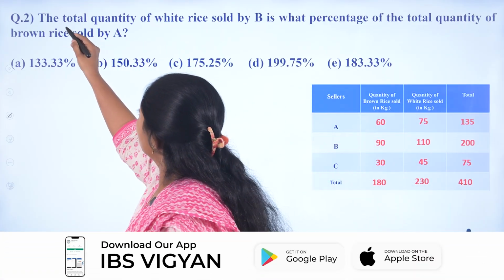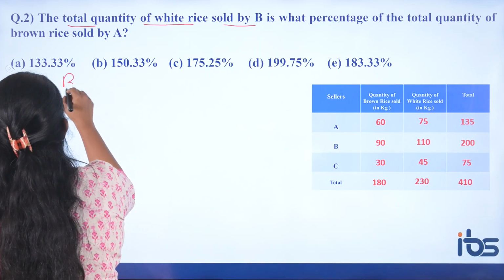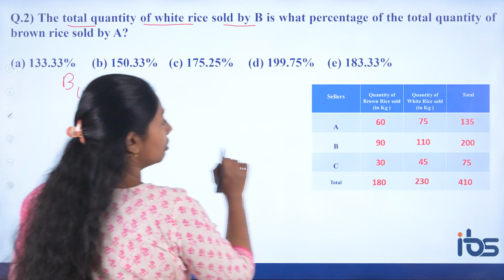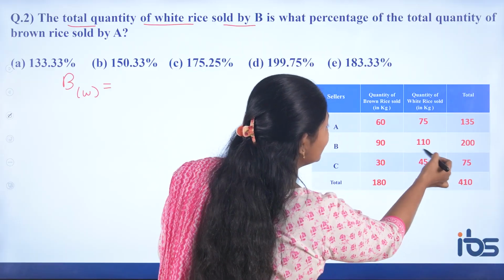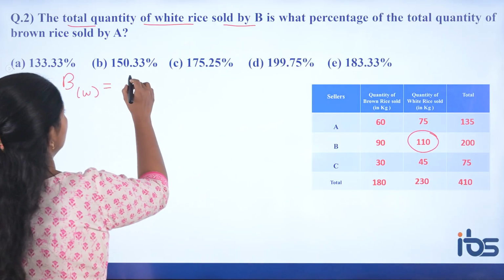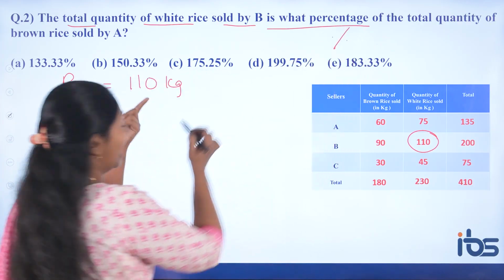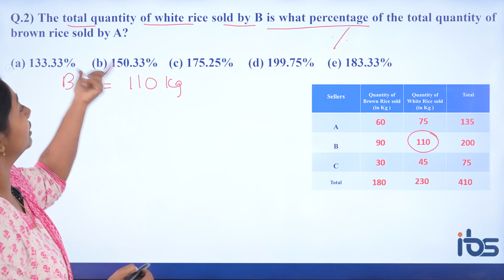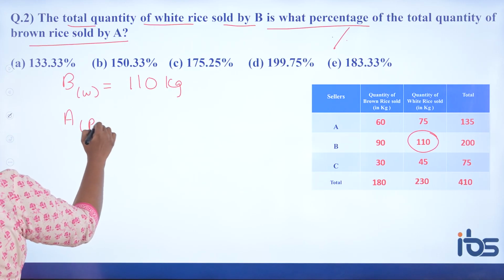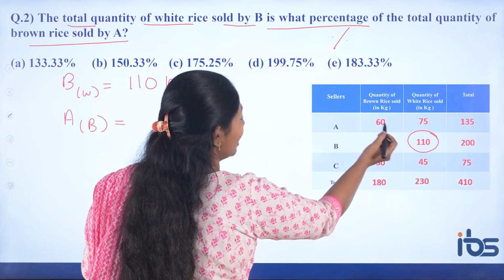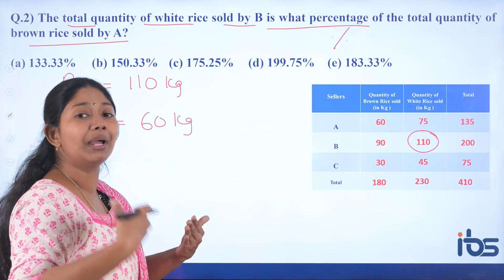The second one: the total quantity of white rice sold by seller B. That is how much? White rice sold by seller B is 110 kg. So 110 kg is what percentage of the total quantity of brown rice sold by A? What is A's brown rice? That is 60 kg. A is what percentage of B? That means A by B into 100.